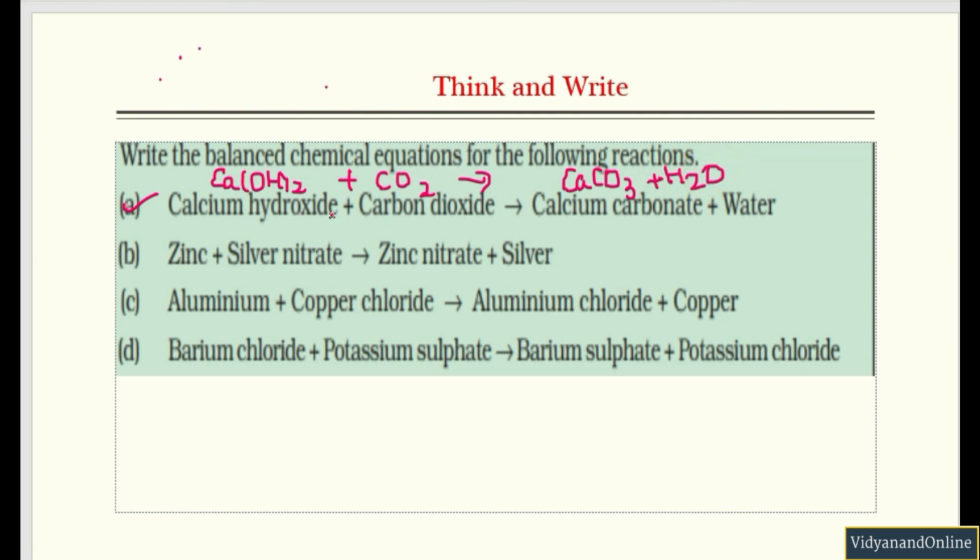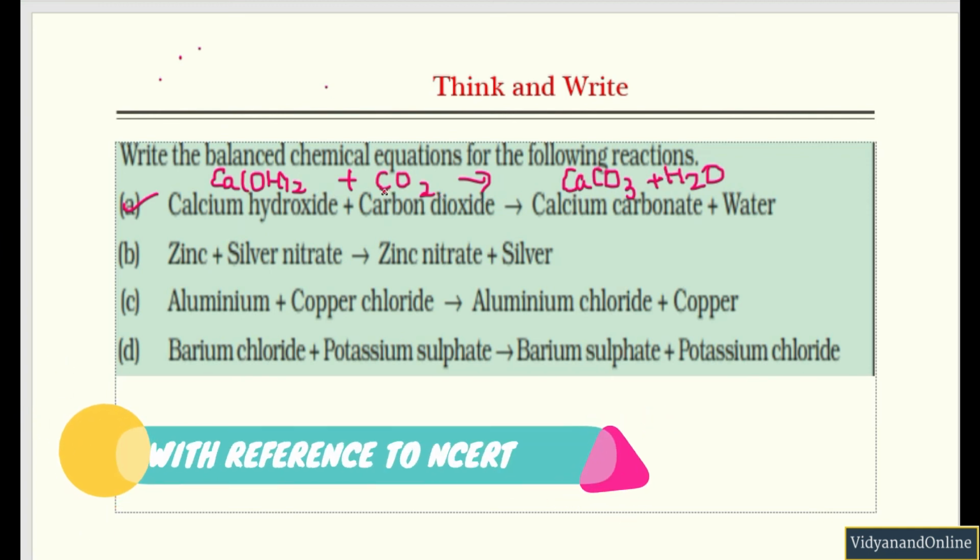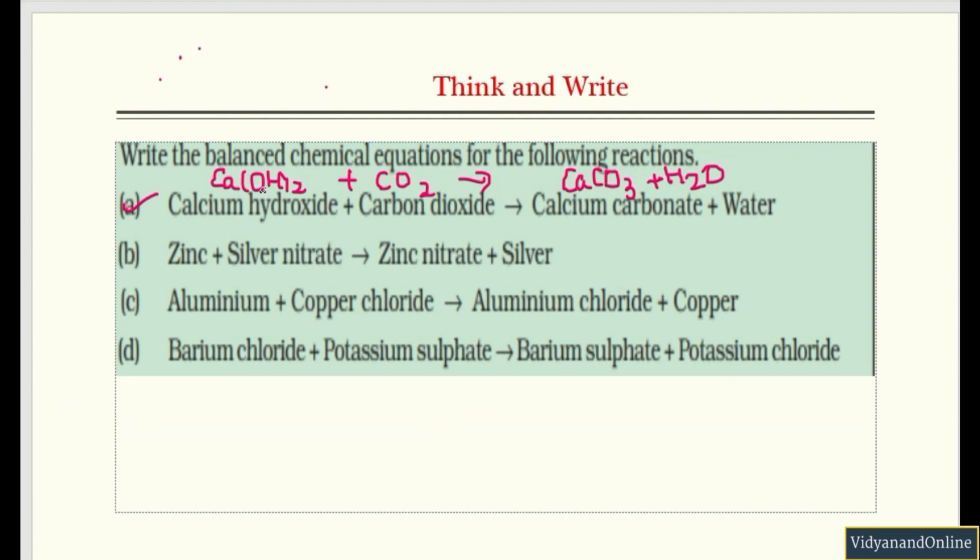Okay. So if you balance it, see what happens. Calcium and calcium, they are all the same. They are all balanced. Now talking about carbon. So it is one atom of carbon, one atom of carbon. Talking about oxygen. Oxygen is 2 and 2, 4 here. So here also 4. And what about hydrogen? Hydrogen is 2. So it is balanced.